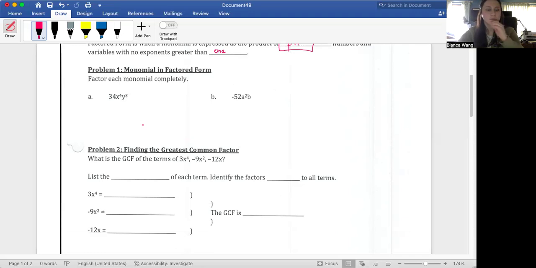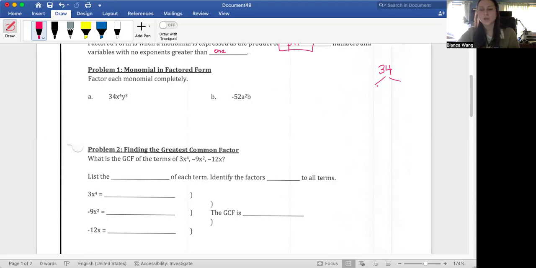So let's factor these monomials completely, which really means we're going to break it down so that it is just a multiple of a bunch of prime numbers that when you multiply it all out, it becomes the actual monomial we're looking at. So one method to factor is to use the factor tree. I don't know if you have done this in the past, but the factor tree is really just looking at one number and breaking it down into its product one at a time or a pair at a time.